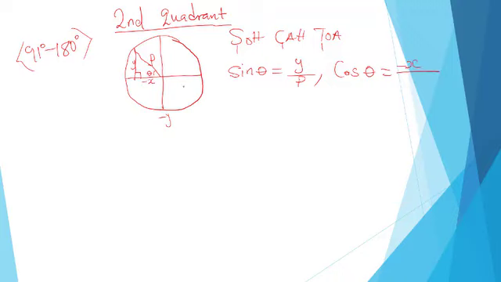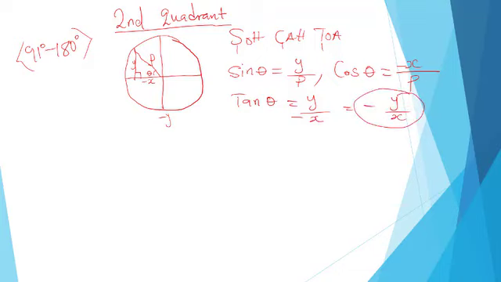Minus x over the hypotenuse here is P. And tan theta goes with the symbol. That's opposite over adjacent. The opposite part of it is y, all over the adjacent, which is minus x, which is equivalent to minus y all over x.